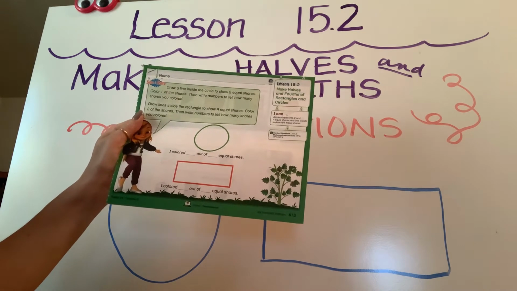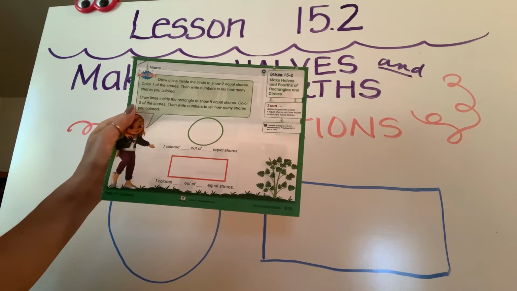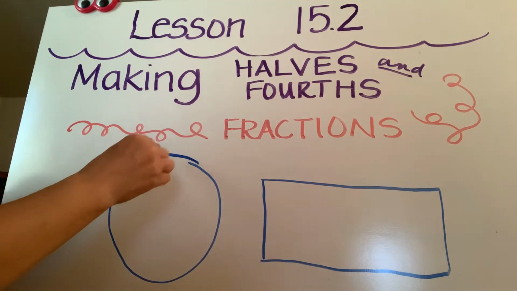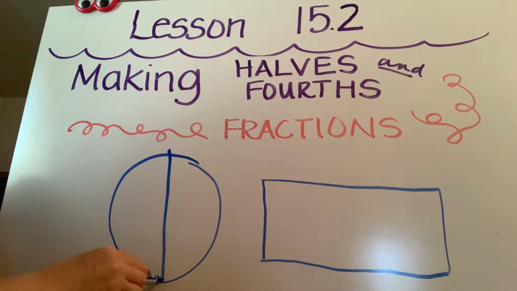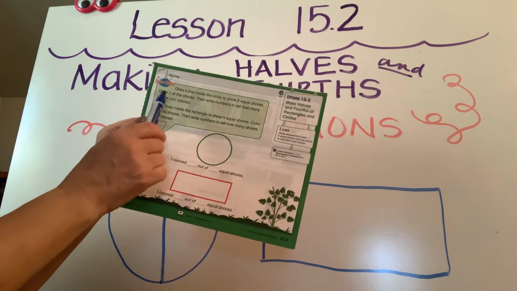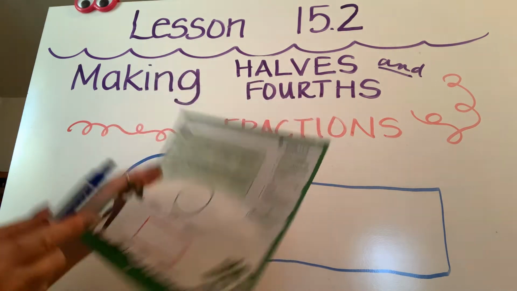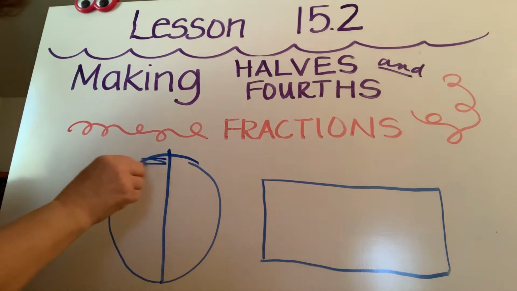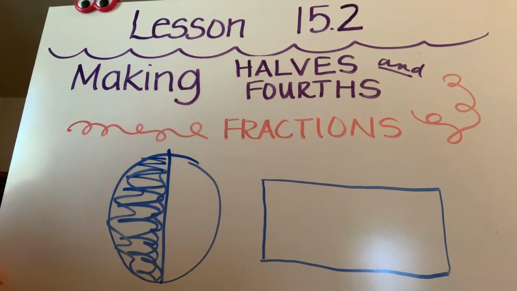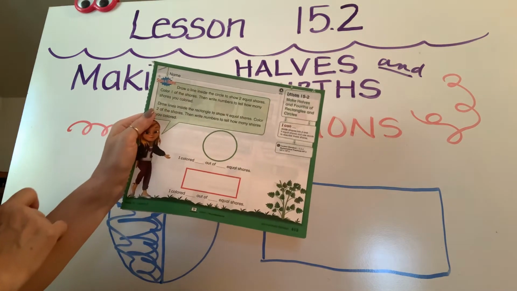Here we go. Draw a line inside the circle to show two equal shares. Okay, we're going to do that part first. And I'm just going to do my standard line right down the middle, okay? Does that show two equal shares? Yeah, pretty much. Color one of the shares, or one part. Okay, and I'm going to use my special scribble technique. I love that. Did I color one of those shares? I sure did.